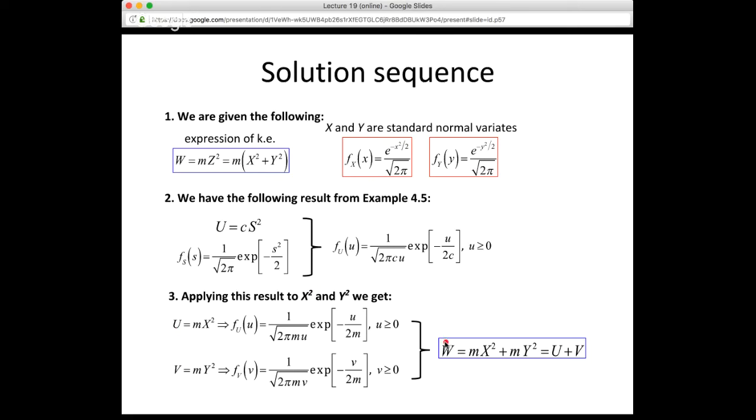The key point being that kinetic energy originally was mx squared plus my squared, but now we have PDFs for mx squared and my squared. And so we can express the kinetic energy as a new formula, which is just the sum of those two new chi-squared PDFs.